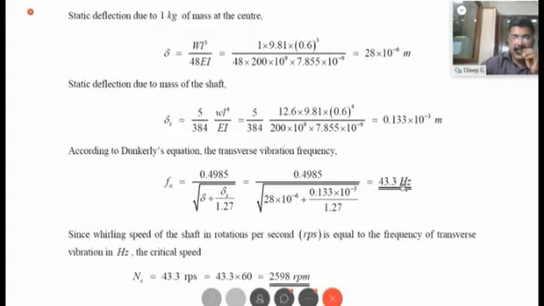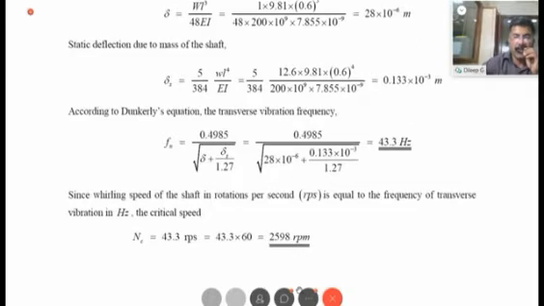Now, hertz means cycles per second or rotations per second. Now, rotations per second, that is so many rotations in one second. So how many will there be in one minute? Into 60. That is transverse vibration frequency in RPM. That transverse vibration frequency itself is what? The critical speed of our shaft. So whirling speed or critical speed of the shaft, in rotations per second, is equal to transverse vibration frequency in hertz. If NC is in RPM, then 43.3 RPS multiplied by 60 gives so many RPM. NC, the critical speed. This is how to find out the critical speed of the given shaft.